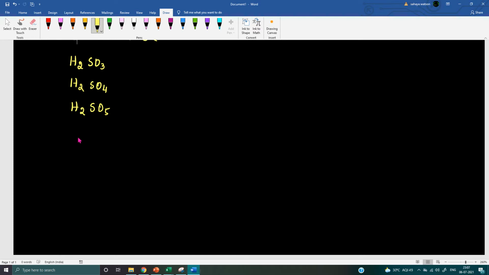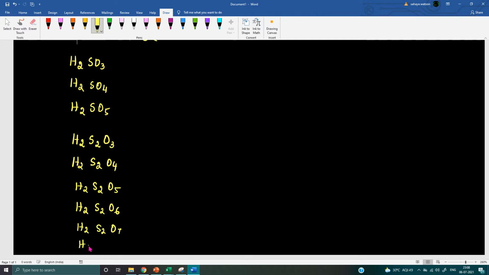Next we are going to look at certain compounds where the sulfur atom is 2. For this, O3 up to O8, you have to write H2S2O4, H2S2O5, H2S2O6, H2S2O7, finally H2S2O8.